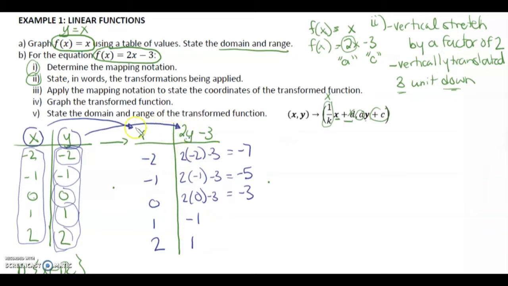So this is my mapping notation. These are my transformations. And now these are all of the coordinates for the transform function that I'm going to graph. Okay, so we're going to graph the transform function.